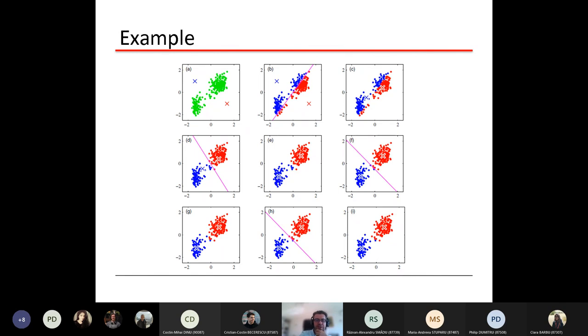And this is for the data set. This is the Old Faithful geyser data set. It's a data set with eruptions from a geyser, like how much time it takes and so on. And we have two dimensions here.